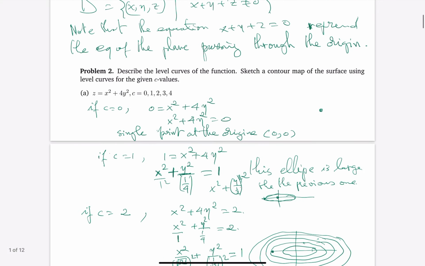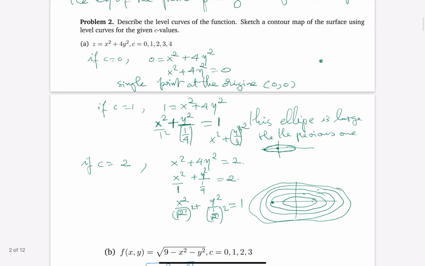Okay, the next, problem number 2. It says describe the level curves of the function, such that the contour map of the surface using the level curves. So you have f, which is x squared plus 4y squared, and c is given. Now, if c equals 0, what does it mean? It means z has to be equal to 0, right?